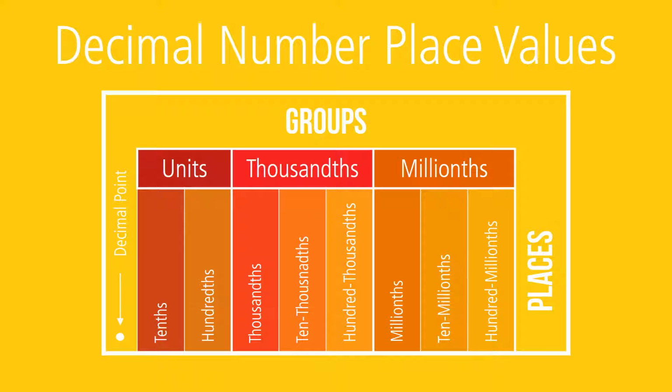To read and write decimal numbers in words, you must read or write the decimal part as if it were a whole number. Then name the place value of the last digit on the right. For example, 0.0594 would be read as 594 ten-thousandths. In reading and writing mixed decimals, the decimal point should be read as "and." For example, 81.205 would be read as 81 and 205 thousandths.